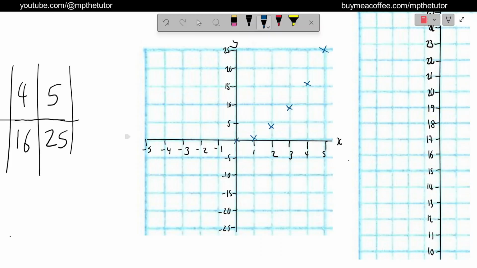And then 0 times 0 is 0. 1 times 1 is 1, or -1. -2 times -2 is 4. -3 times -3 is 9. -4 times -4 is 16. And -5 times -5 is 25.